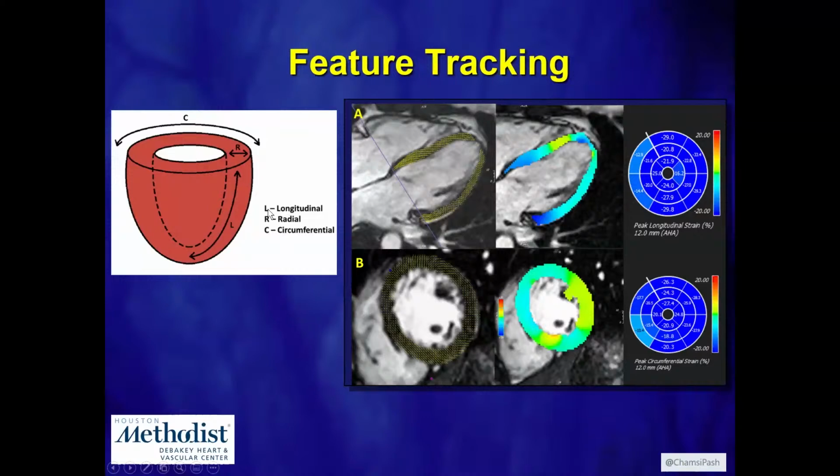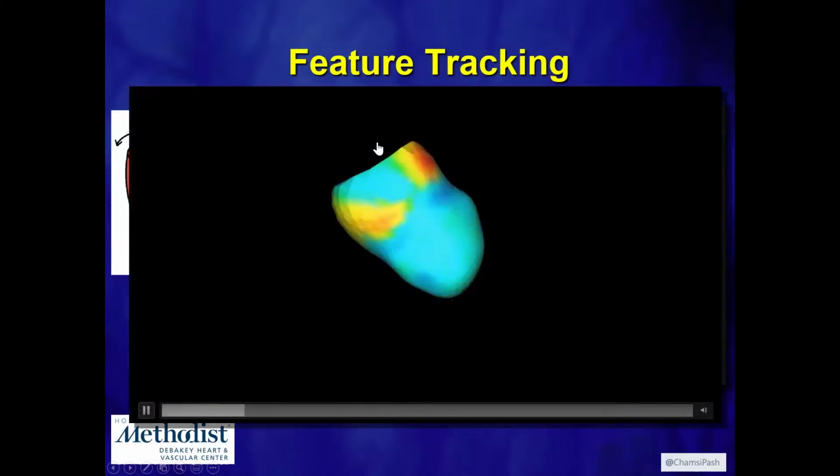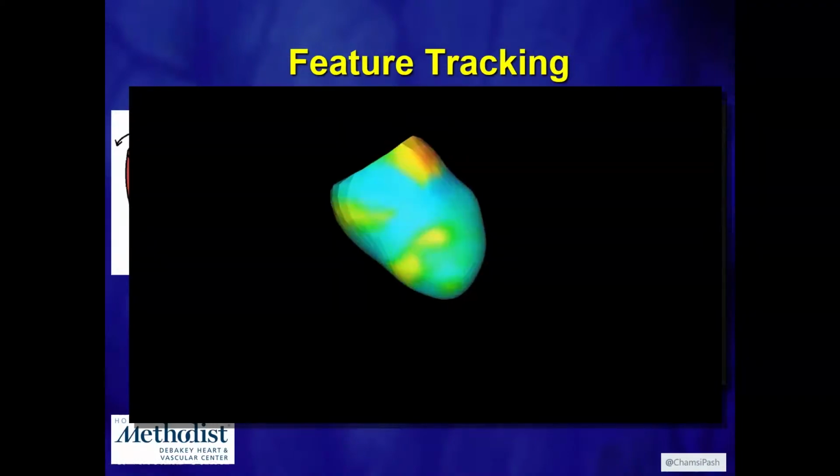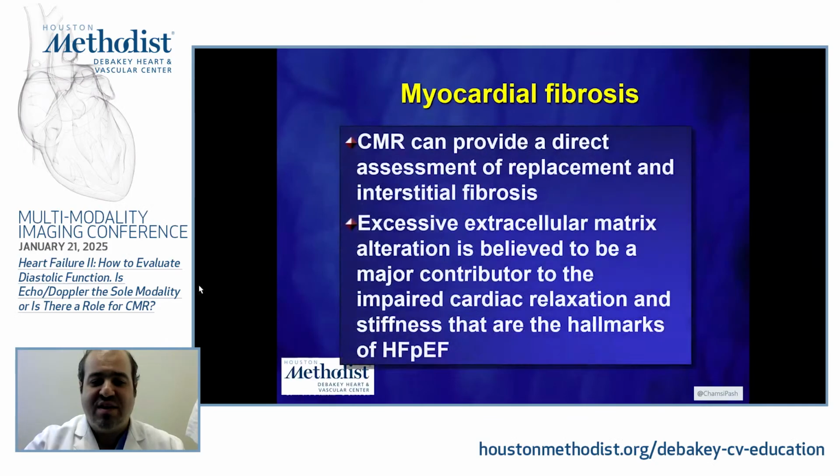Similar to how we can derive a longitudinal strain, a radial strain and a circumferential strain, we can do the same with feature tracking MRI, where you can create a bullseye map, giving you at a regional level and at a global level what the longitudinal strain is and what the circumferential strain is. Adding to that, with 3D we can now generate this heat map and look at the 3D myocardial strain at any anatomical location that we would desire using this post-processing imaging technique.